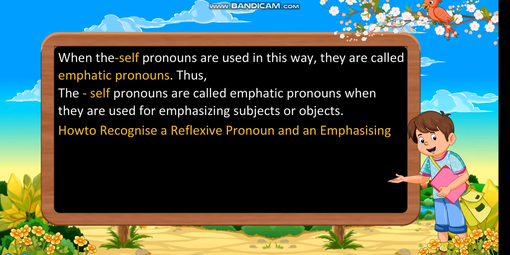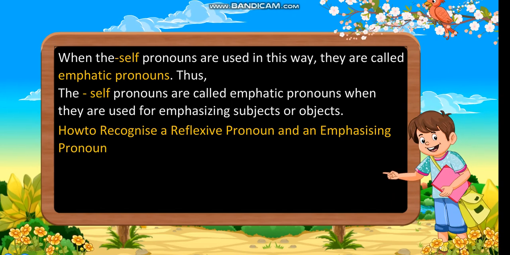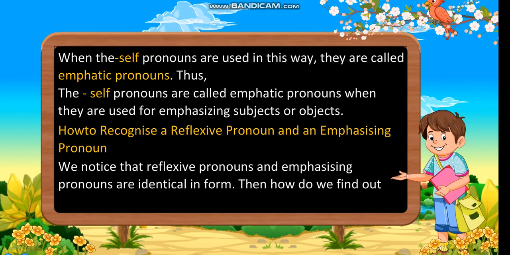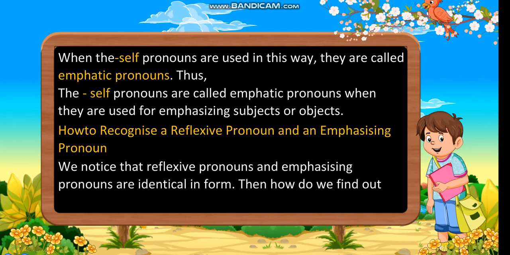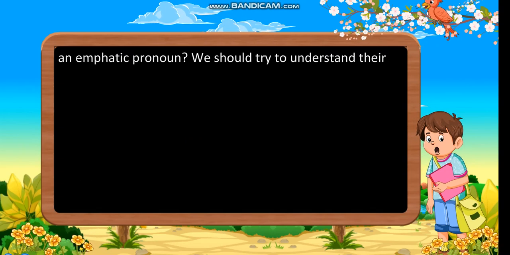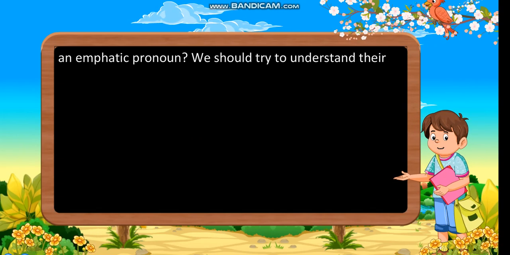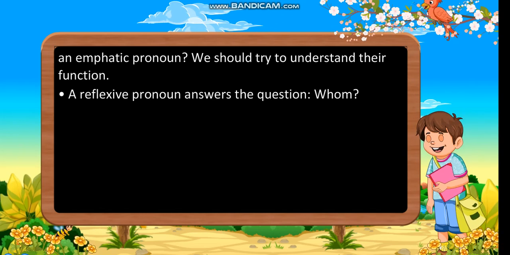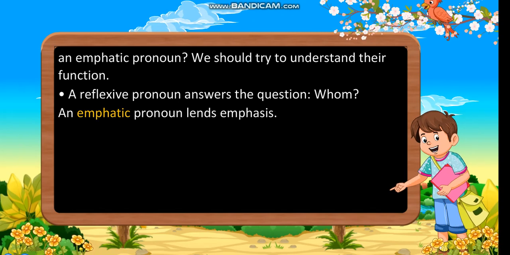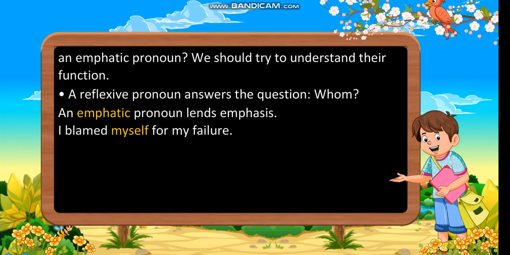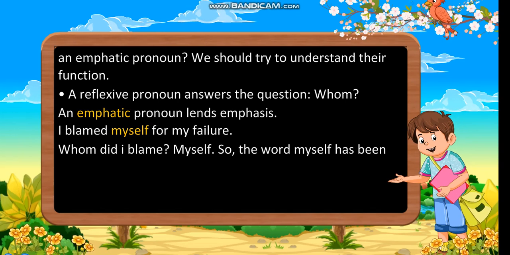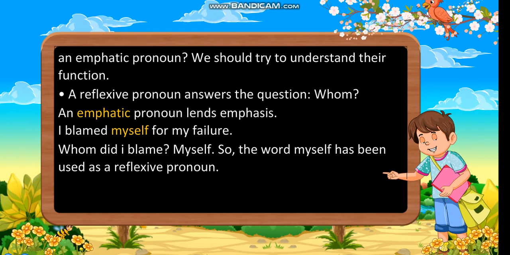How to recognize a reflexive pronoun and an emphatic pronoun. We notice that reflexive pronouns and emphatic pronouns are identical in form. Then, how do we find out whether a pronoun has been used as a reflexive pronoun or an emphatic pronoun? We should try to understand their function. A reflexive pronoun answers the question whom. An emphatic pronoun lends emphasis. I blamed myself for my failure. Whom did I blame? Myself. So the word myself has been used as a reflexive pronoun.